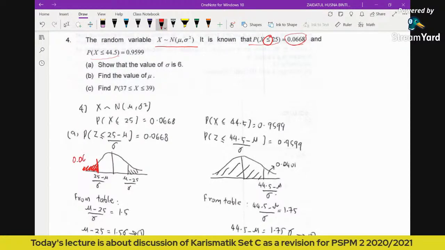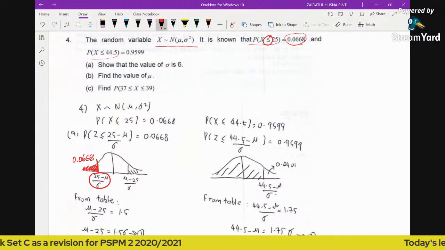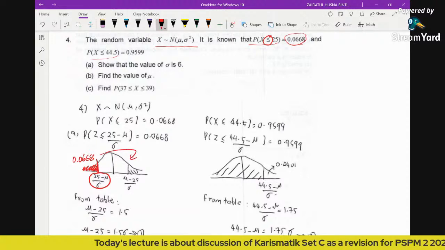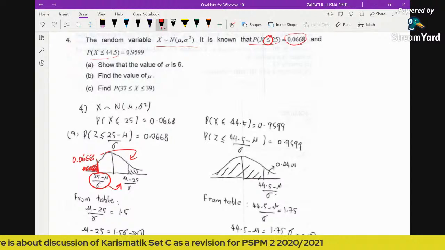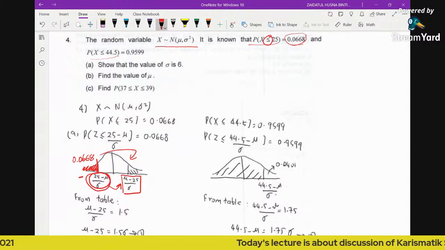Okay, 0.0668, where the z-score is located here, 25 minus mu divided by sigma. But then we cannot read the table because this is less than. So what do we need to do? We need to rotate the bell-shaped curve. Please bear in mind, once you rotate, please change the negative score to positive, which means you need to multiply with -1.